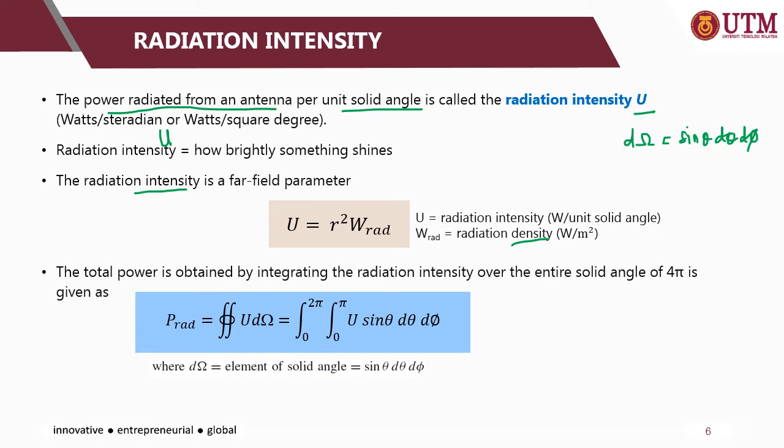Okay, the total power obtained can be calculated by using the following equation, in which P rad, the power radiated, is the integration of U, the radiation intensity, multiplied by the unit solid angle.